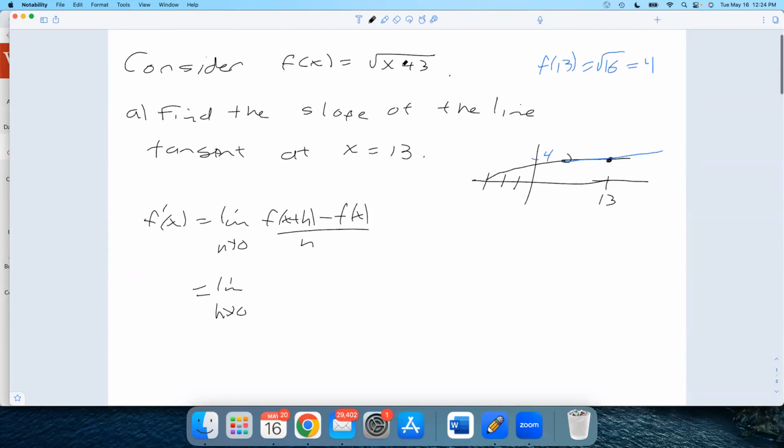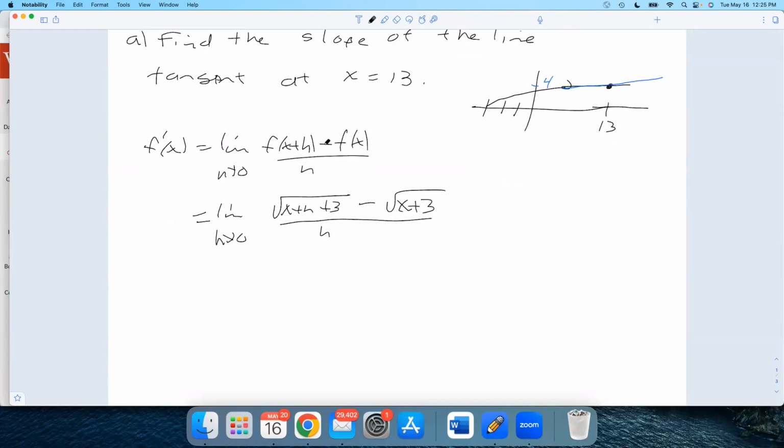So limit as h approaches 0. F of x plus h means rewrite the function, but now instead of writing an x right there, I'm going to put an x plus h. Don't forget that plus 3. That's part of the function. Minus the original function. This is f of x plus h. This is f of x, and that's all over h.